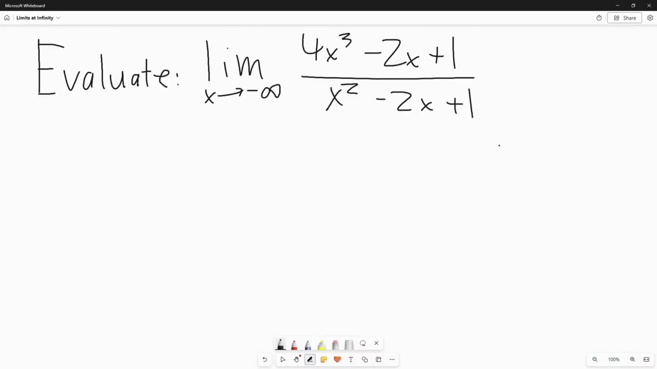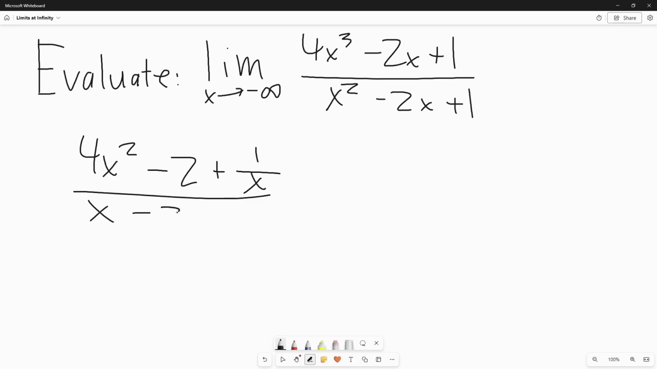If you think you know how to do this one, pause the video and try it. This problem asks to evaluate the limit as x approaches negative infinity of (4x cubed minus 2x plus 1) all over (x squared minus 2x plus 1). For this one, let's just try dividing both sides by x again, and we're going to get (4x squared minus 2 plus 1 over x) all over (x minus 2 plus 1 over x).